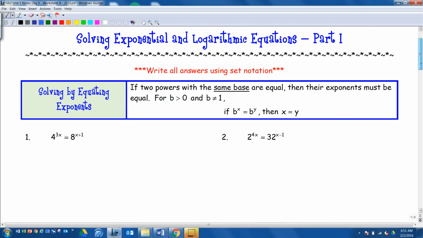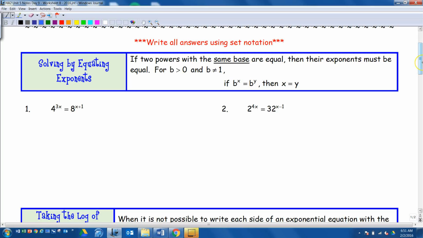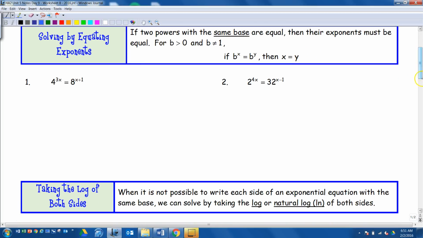Alright class, we're going to start solving exponential and logarithmic equations today. We're going to be using set notation the whole time. So this first one we've done a billion times now, guys. This is equating exponents. If two powers with the same base are equal, then their exponents must be equal. We've been doing this since Unit 4. We did a little bit with it on the first quiz as well. So these two should be review.